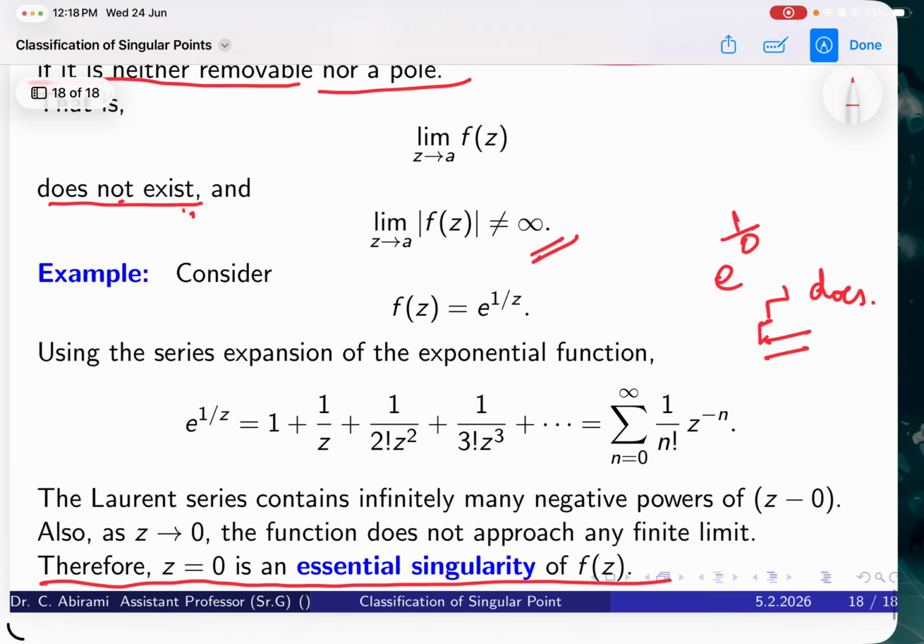Like this, we can conclude. Okay, I hope that you are able to understand the idea about the classification of singular points. Thank you.